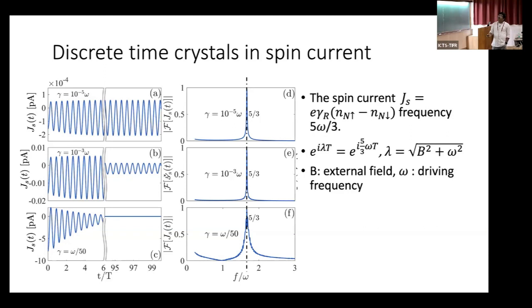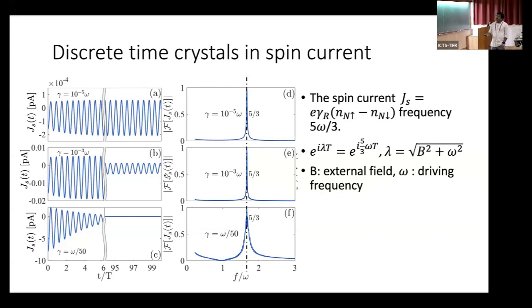If I have a weak system-lead coupling, I see sustained oscillation, which is expected, with a frequency at 5/3 omega. Now, if I increase the system-lead coupling to some intermediate values, I see the oscillation amplitude decays, but I still see a sustained oscillation over these long time scales.